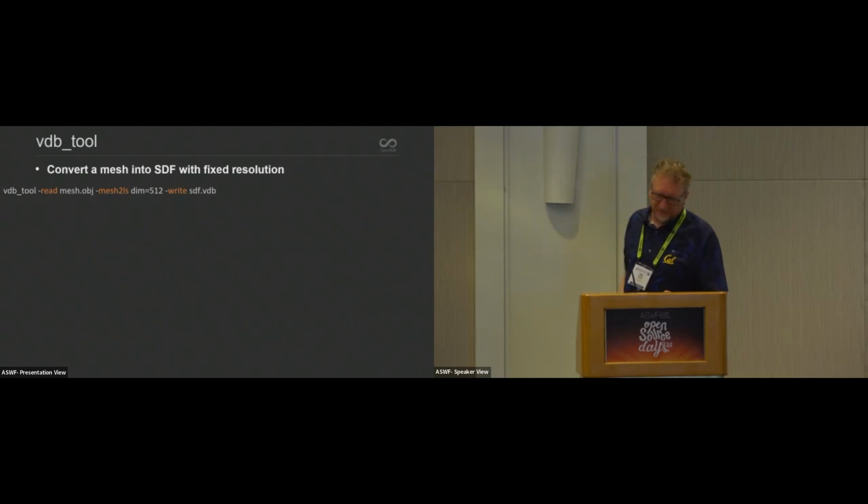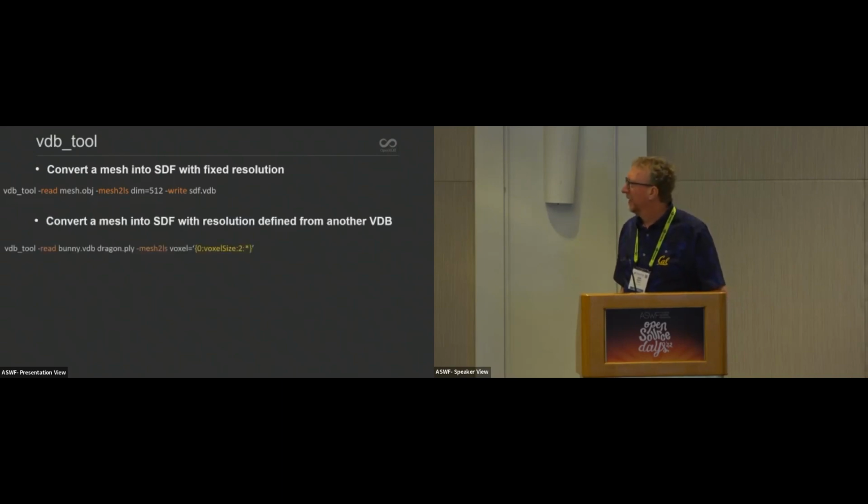I have a collection of very simple examples here. This first one shows how you read a mesh file, turn the mesh into a level set, specify the voxel resolution, in this case 512 voxels, and then write it out again. So it's very simple stuff. This is another example where I'm reading in both a VDB volume and a mesh. Then I'm converting the mesh into a volume, but using the voxel resolution from the other volume, and multiplying it by 2. So I want twice as large voxels in this case.